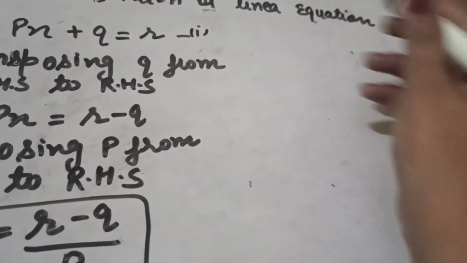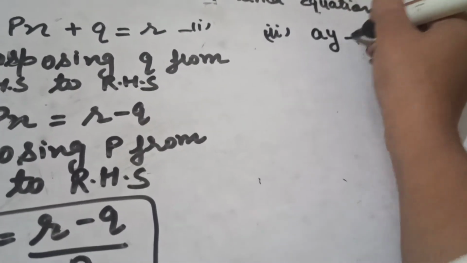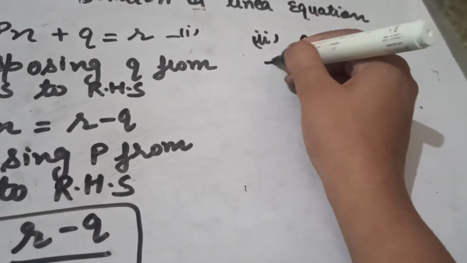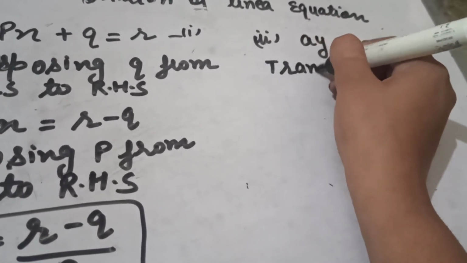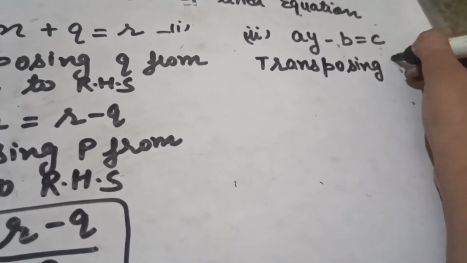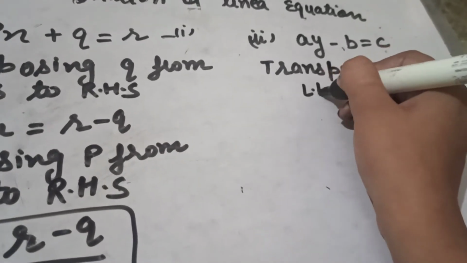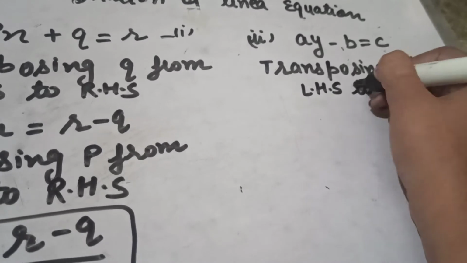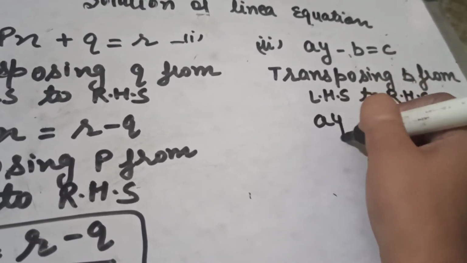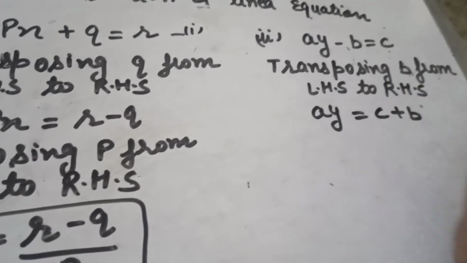Now the second equation, that is ay minus b equals c. So again transposing b from left hand side to right hand side: c plus b, because on this side it is in minus.